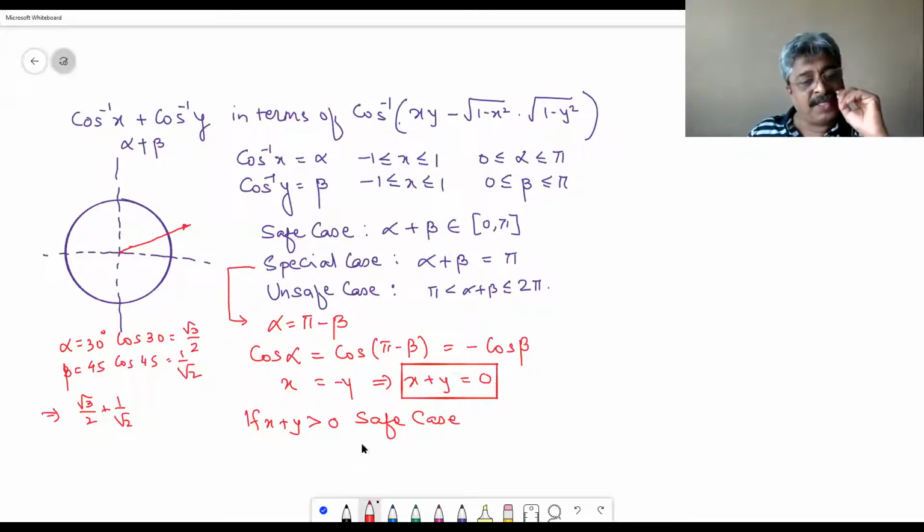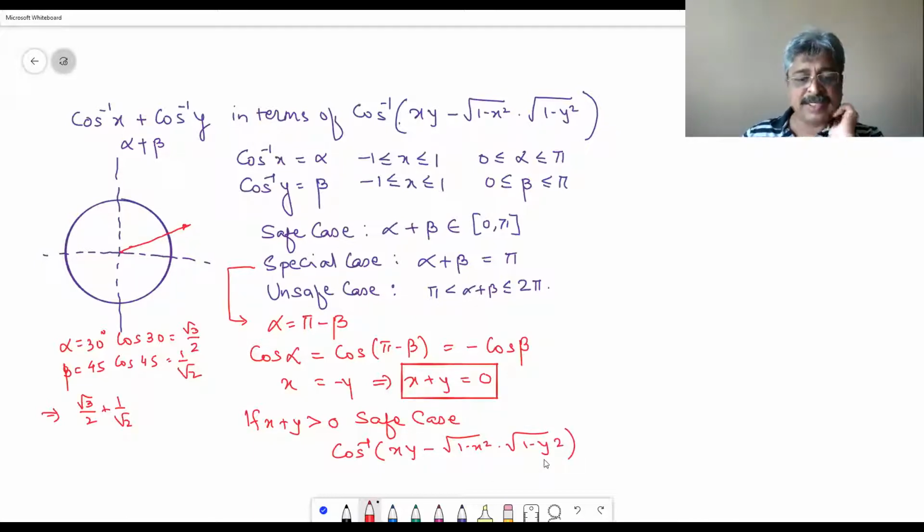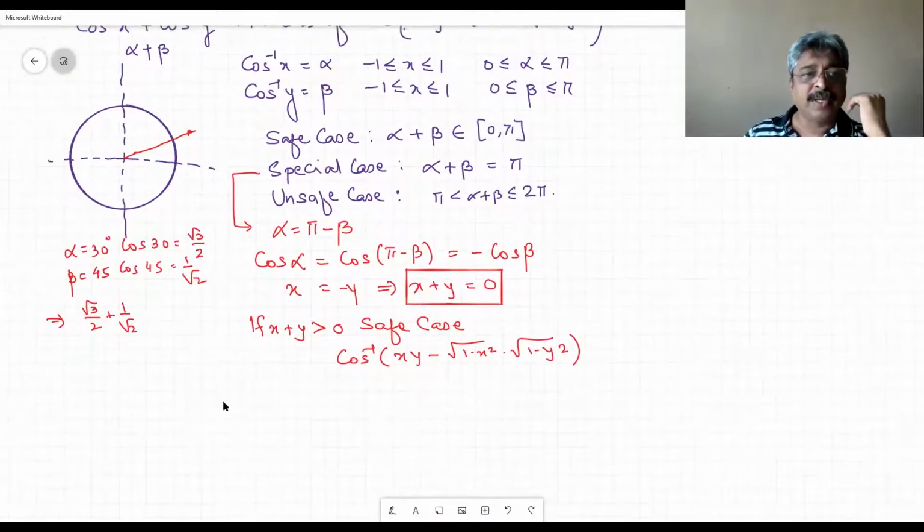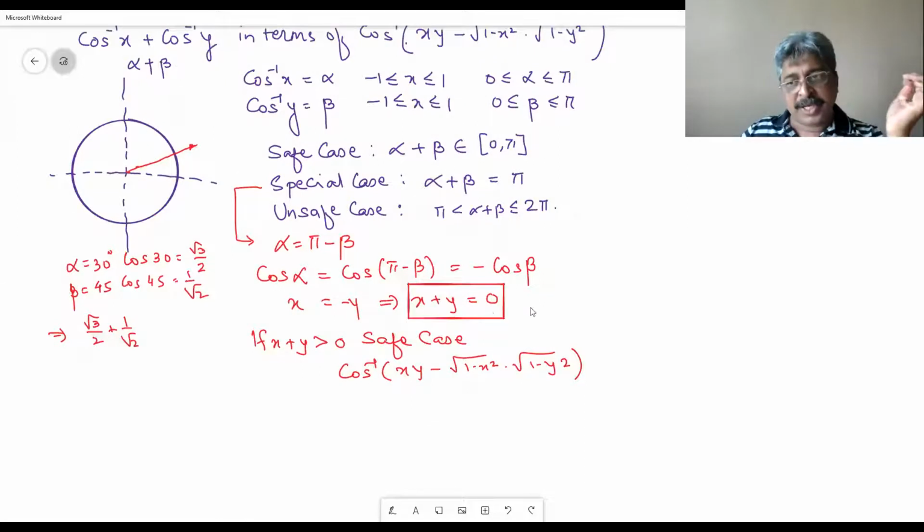Okay, and if it is a safe case, the answer is going to be cos inverse of xy minus radical 1 minus x square into radical 1 minus y square. That is a very simple case. Now, have you understood the example? I mean, this is the boundary condition. Either you will be this side or that side.